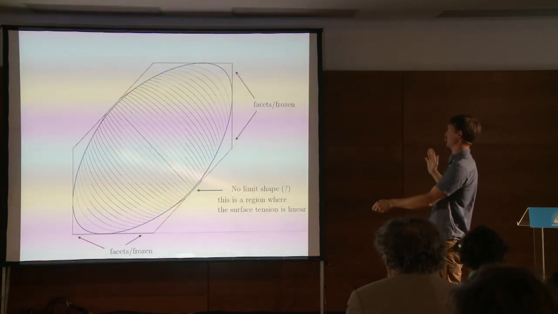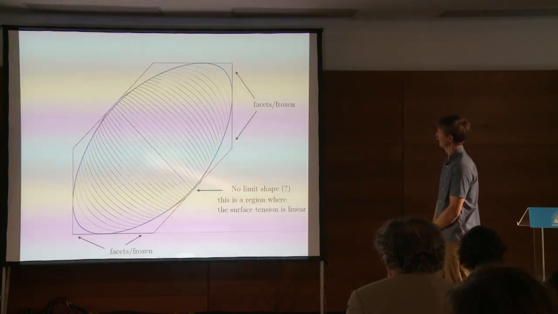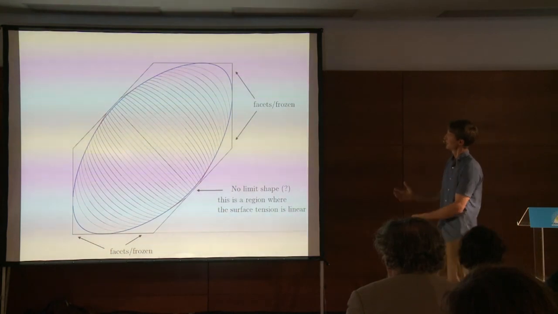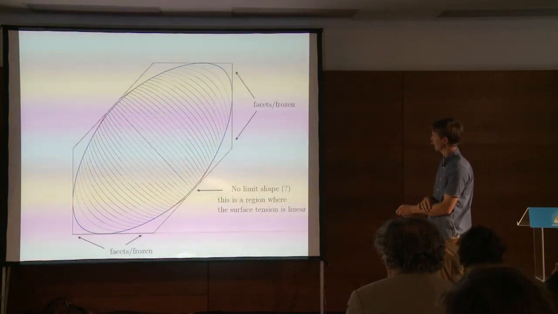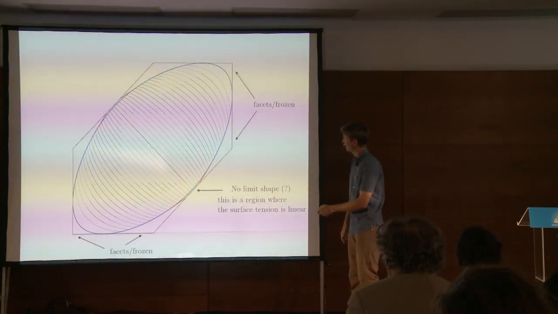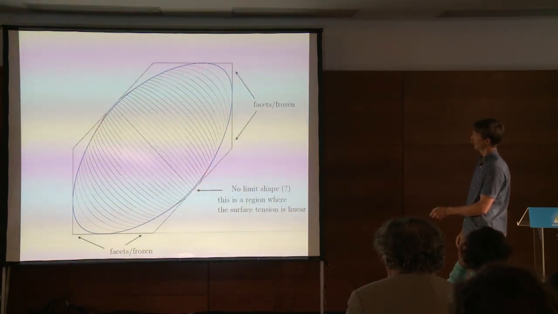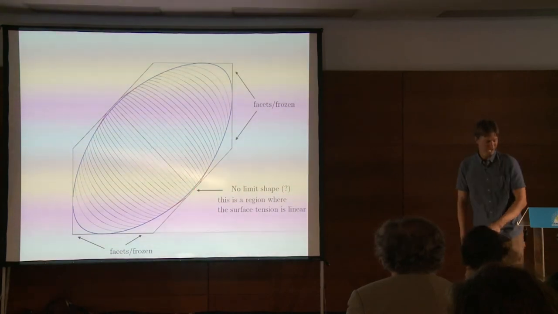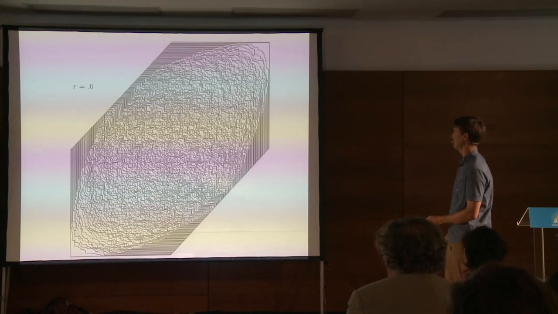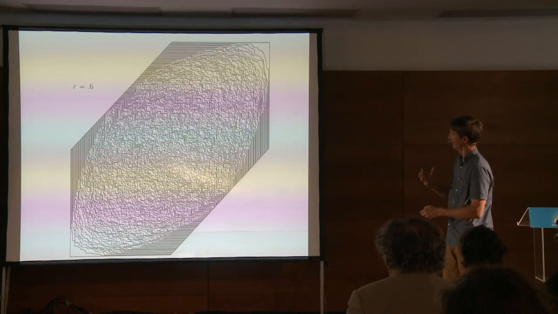I apologize, I sort of drew it in Cartesian coordinates, but the level lines here are the level lines of the height function. You can see it looks very similar to the previous case. Something interesting is happening near the corner here. I don't know if you can see, but there's a little gap there. And that gap is a place where there's no limit shape, at least as far as we understand. There's no theorem about what's going on there, but it's pretty clear from the simulations. Here are some simulations showing that there's no limit shape, in the sense that the thing still fluctuates in the scaling limit.